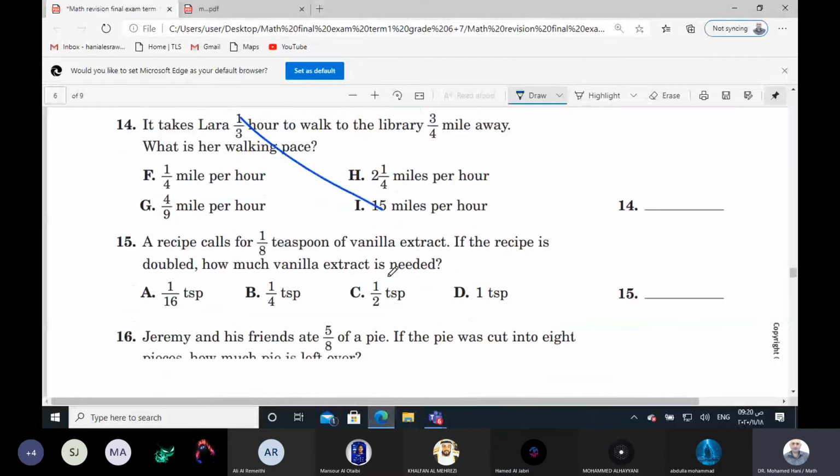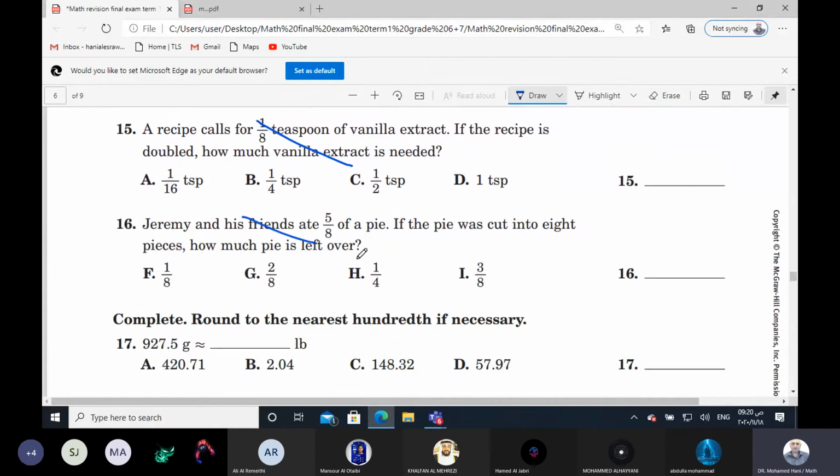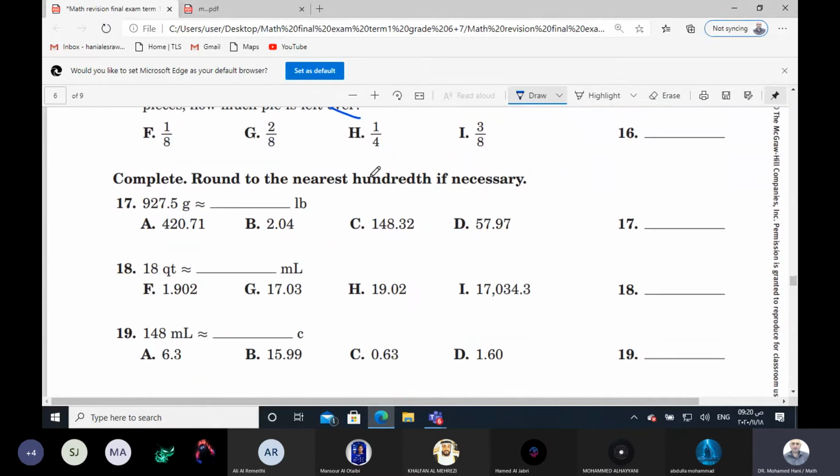No need for this question. No need for this question. No need here for 17, 18, and 19. But here we have two important questions.